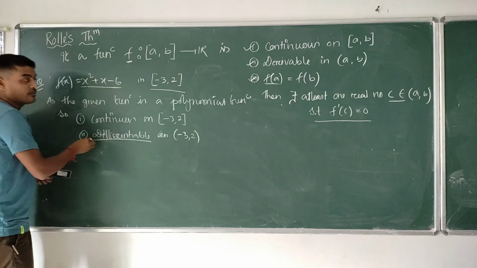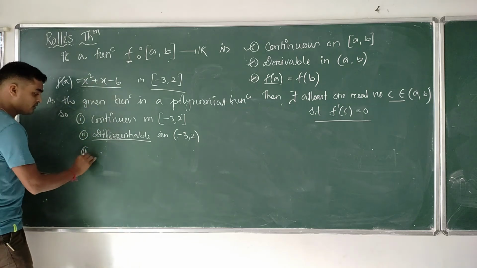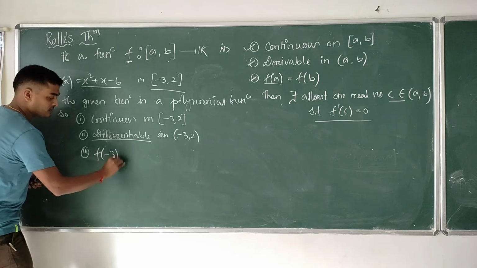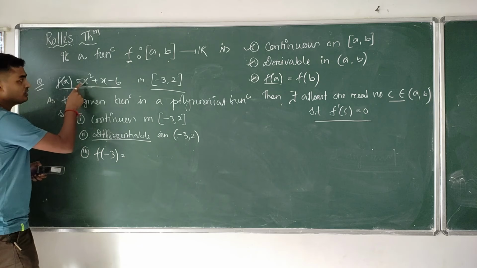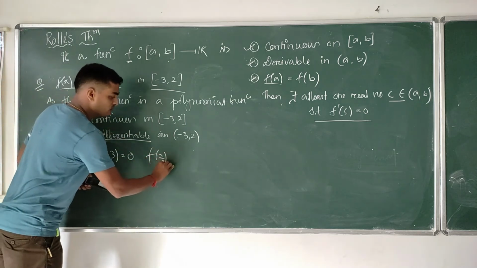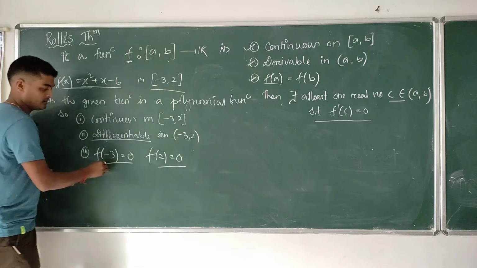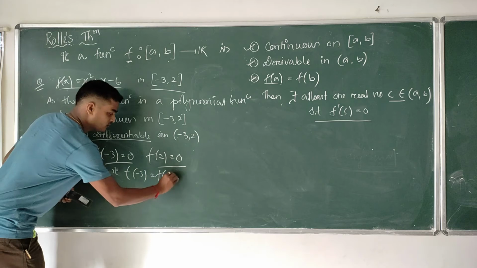Number 3, what you have to find out? F of minus 3 we have to find out. F of x is equal to this one. That's why f of minus 3 is equal to 0, and f of 2 is equal to what? Which is also equal to 0, am I correct? That is, f of minus 3 is equal to f of 2, you have got it.